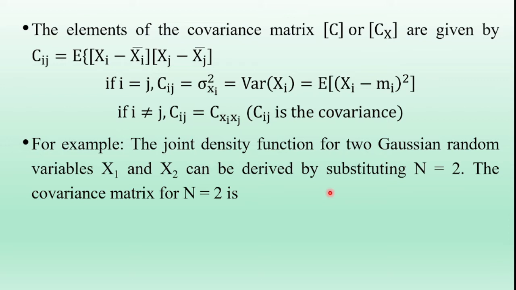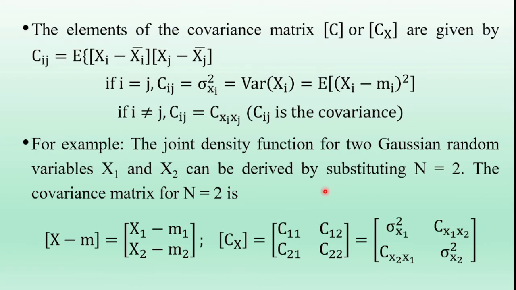The previous expression I explained is for n random variables: the joint probability density function, the matrix X minus M, and the covariance matrix expression. Here, for example, I am considering two random variables, capital X1 and capital X2. The joint probability density function of the two random variables is fx1x2 of x1 comma x2.